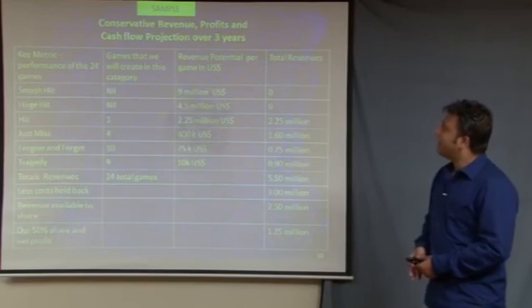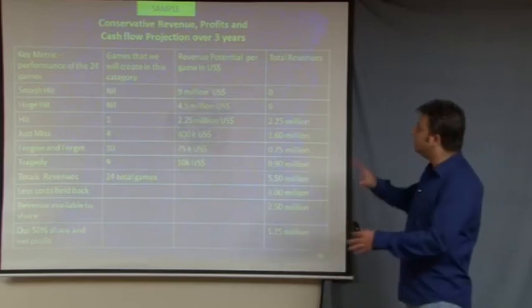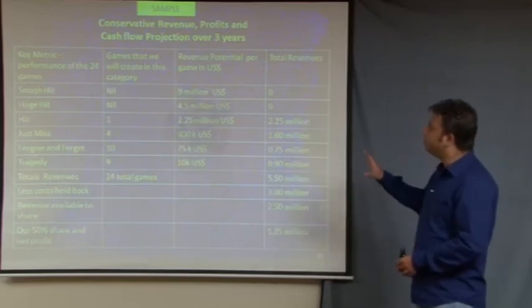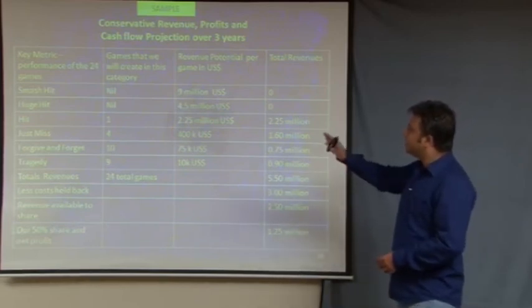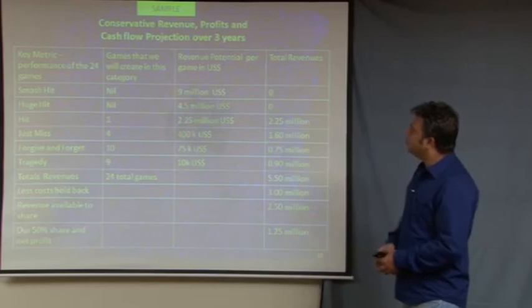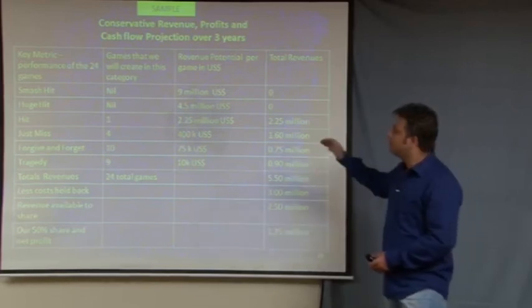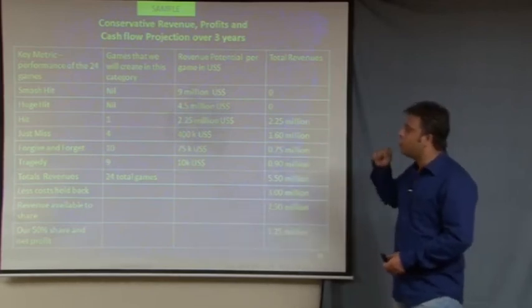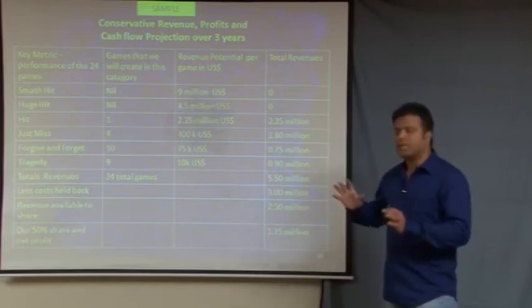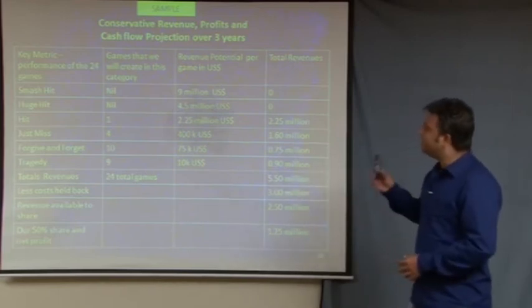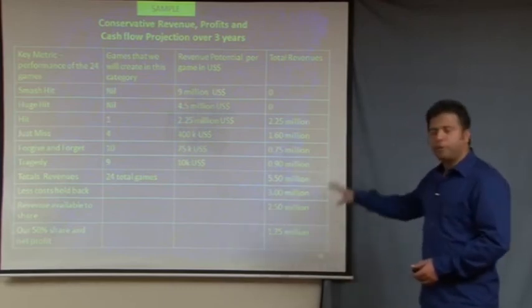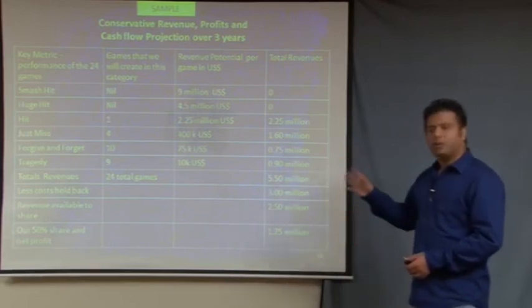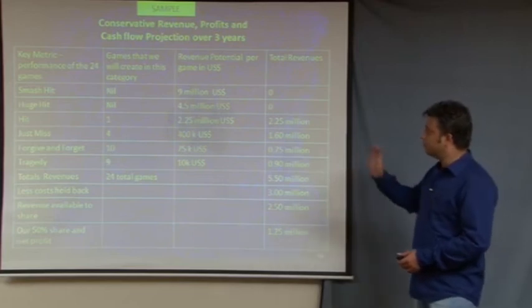So now they have, basis the chart shown earlier, a conservative revenue forecast for the next 3 years. So what they say is that in the next 3 years, they would not make any game that's going to be a smash hit or a huge hit. So again, a conservative forecast. They say that they would only achieve one hit game, the revenues being $2.25 million. They would have 4 just miss games, that's $400,000.